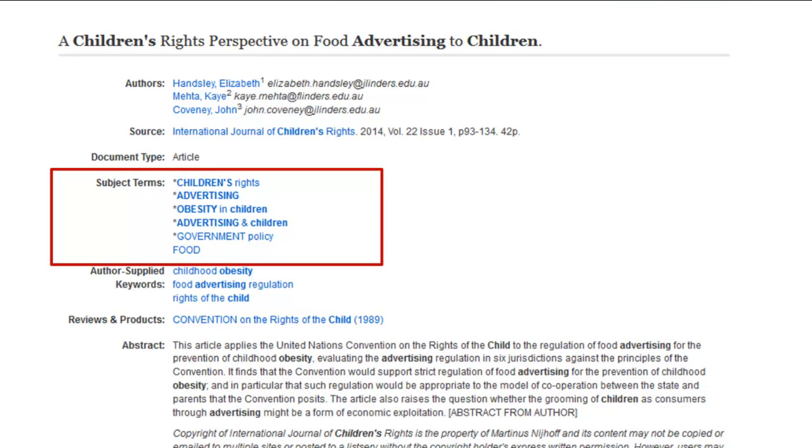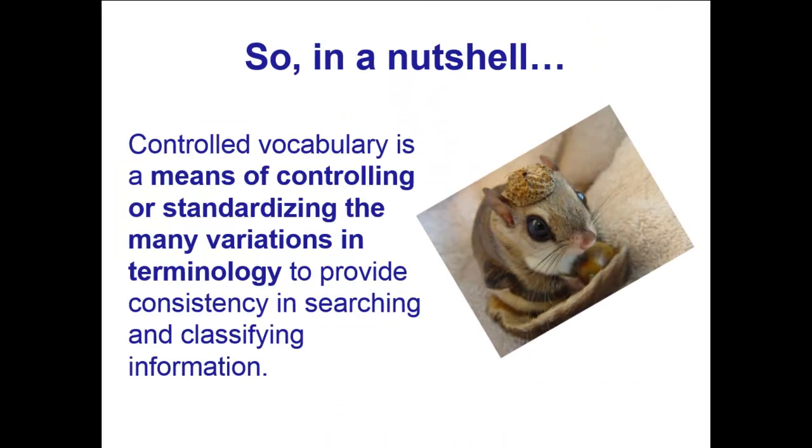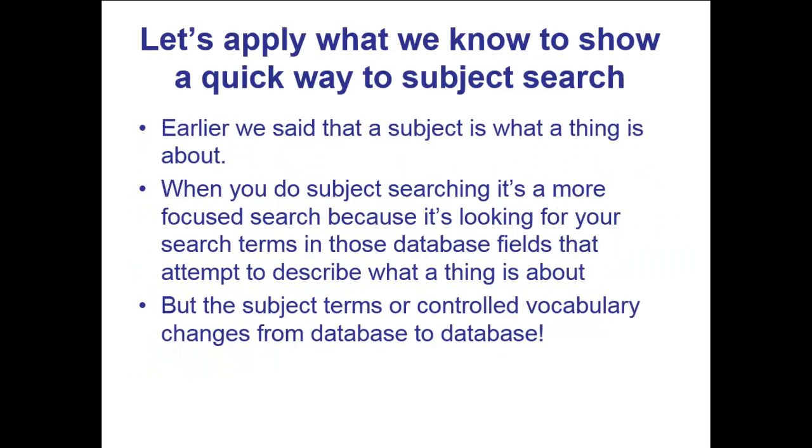They have slightly different subject terms to describe this record, but you can see, based on the title, Children's Rights Perspective on Food Advertising to Children, that these subject terms are related and they are fairly accurate in describing what this record or this article is probably about. So, in a nutshell, controlled vocabulary is a means of controlling or standardizing the many variations in terminology to provide consistency in searching and classifying information.